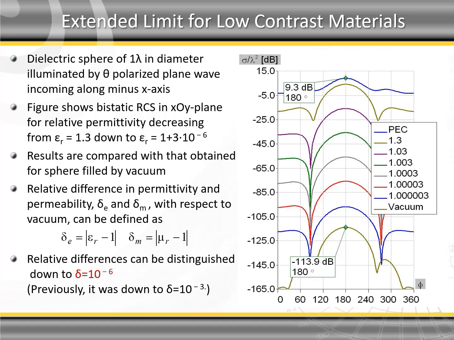Bistatic RCS in the XOY plane is shown for relative permittivity decreasing from 1.3 down to 1 plus 3 multiplied by 10 to the minus 6. The results are compared with those of a sphere filled by vacuum. A relative difference in permittivity with respect to vacuum, delta epsilon, can be distinguished down to 10 to the minus 6.